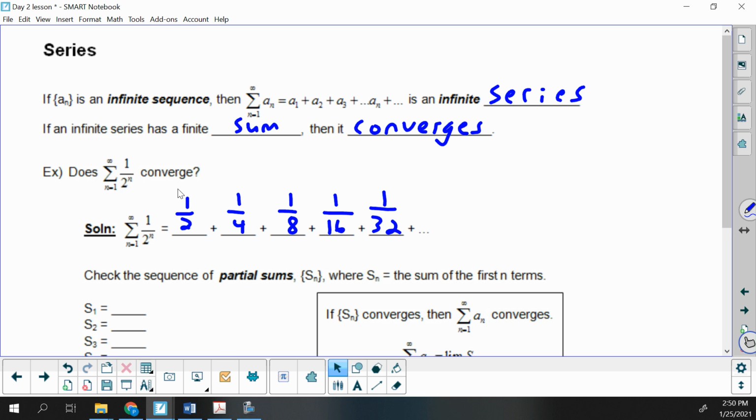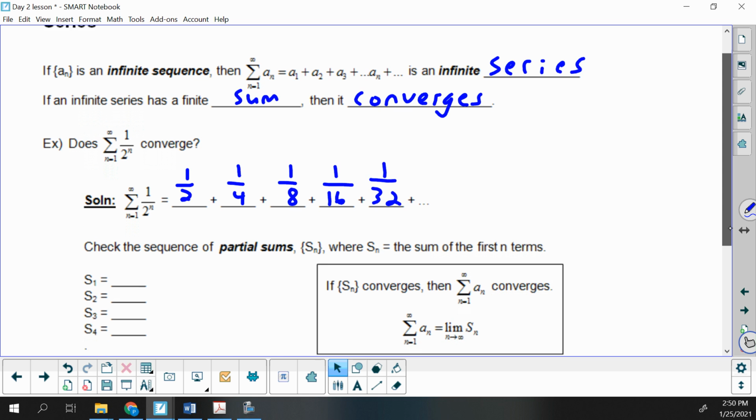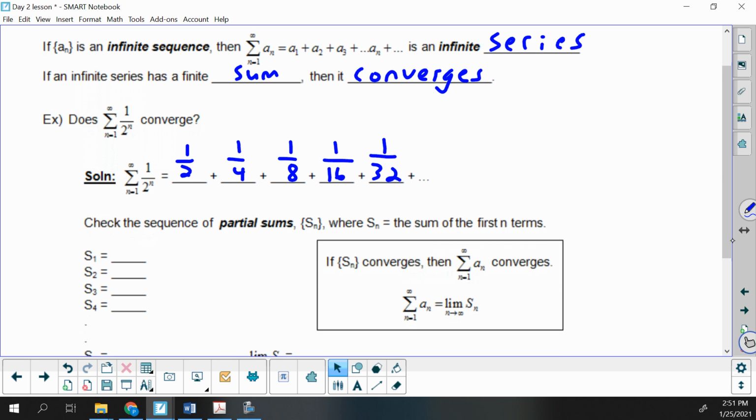So now the partial sums. S with a subscript is the sum of that many terms. So S sub 1 is saying, what's the sum of the first term? Well, it's just itself. What's the sum of the first two terms? Well, that's 1/4 plus 1/2. So that's going to be 3/4.